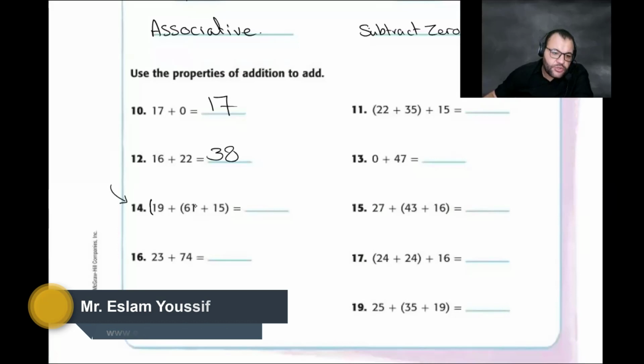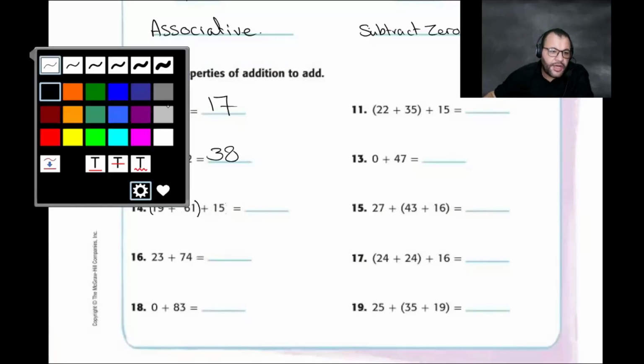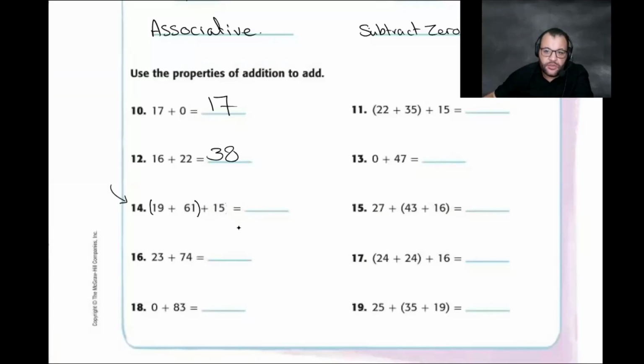We can add the two numbers together, 19 and 61. You know why we can add them together? Because we use the properties of addition to make it easier for solving. Because we have 1 and 9, if you add both of them, you will get 10. So 9 and 1 equals 10, 0 and carry up 1.